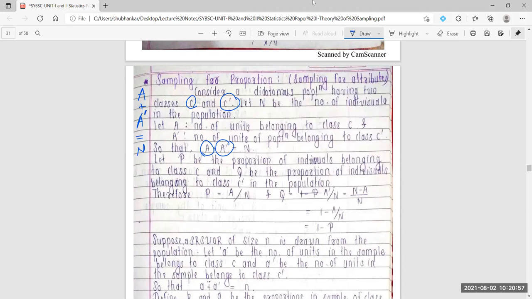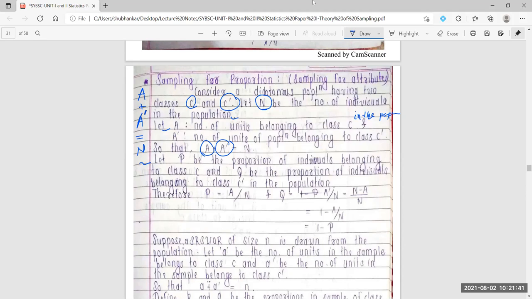Okay, so let N be the number of individuals in the population. So I would say N is the number of students in the classroom. So the classroom will be our population, or college will be our population. Capital A is the number of units belonging to class C in the population, and A complement is the number of units of the population belonging to class C complement.